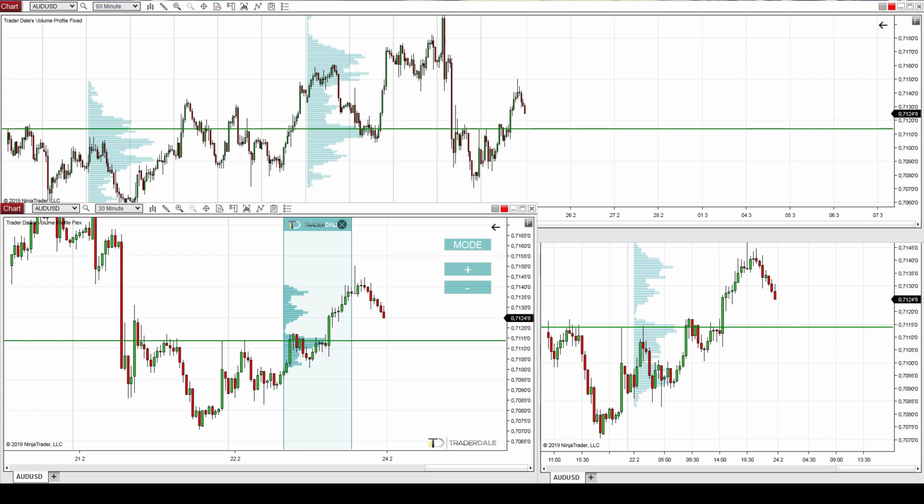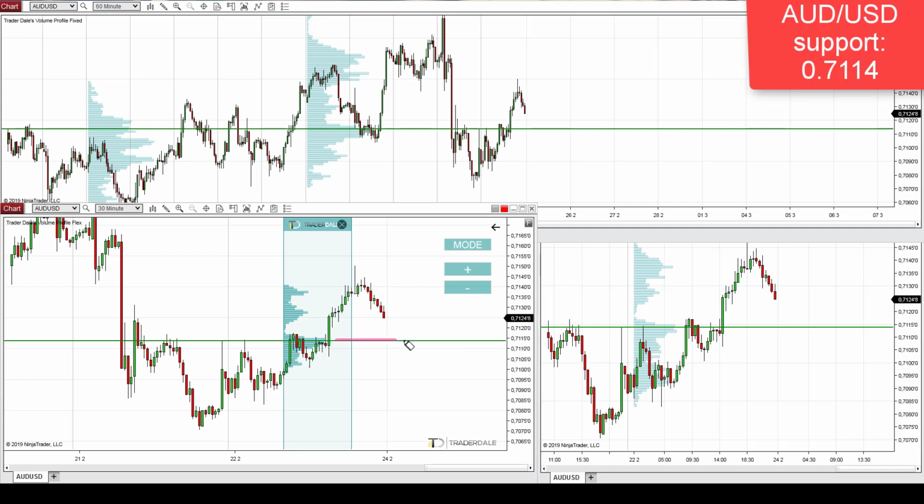Let's start with intraday trading ideas and let's have a look at the Australian dollar US dollar, where there is a pretty strong support zone. This is the support zone and there are quite a lot of confluences on this level. The first and most important thing is the volume accumulation setup. It's those volumes which got accumulated in this rotation.